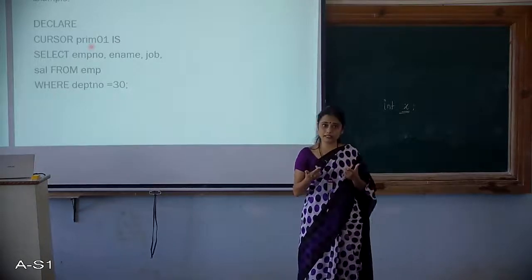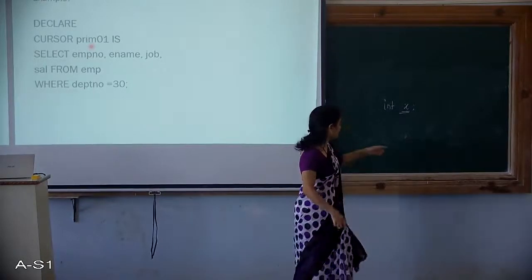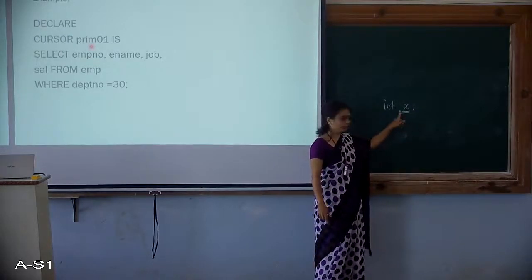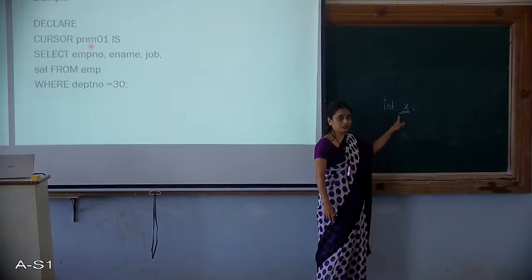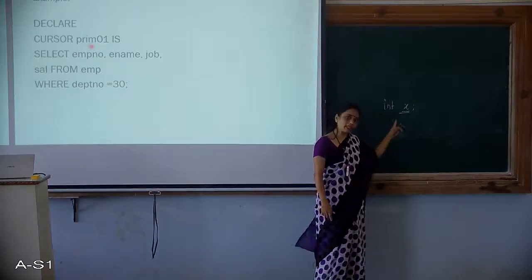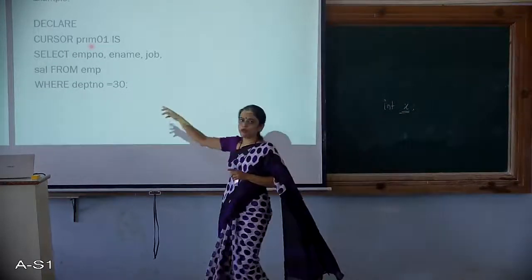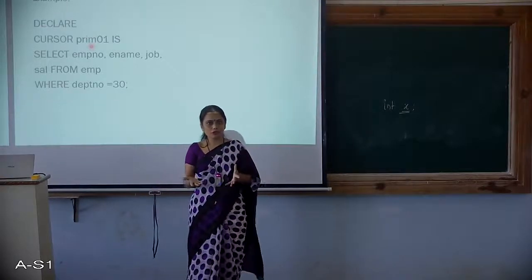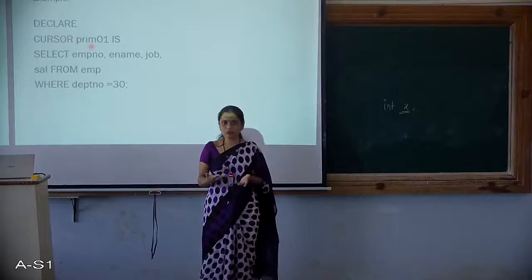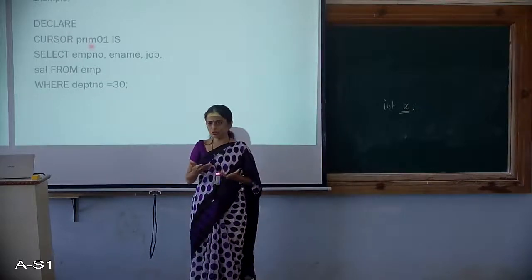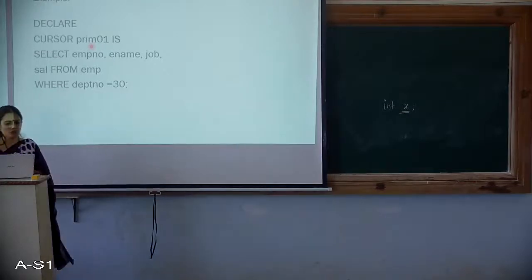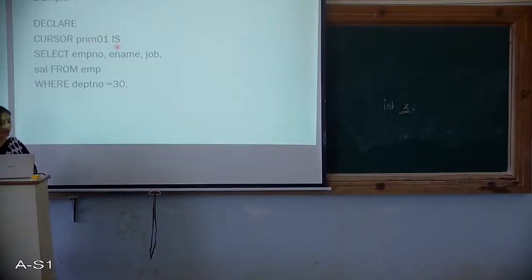Remember, cursor is an identifier. That means you have to give it a name. Like how you decided that this particular variable of integer type has to be given the name x. Like that, you have to decide what name you want to give to the cursor. Totally your discretion as to how you want to refer to it, what referential name you want to give. So it is being given as prim01. Okay. So the clause is.